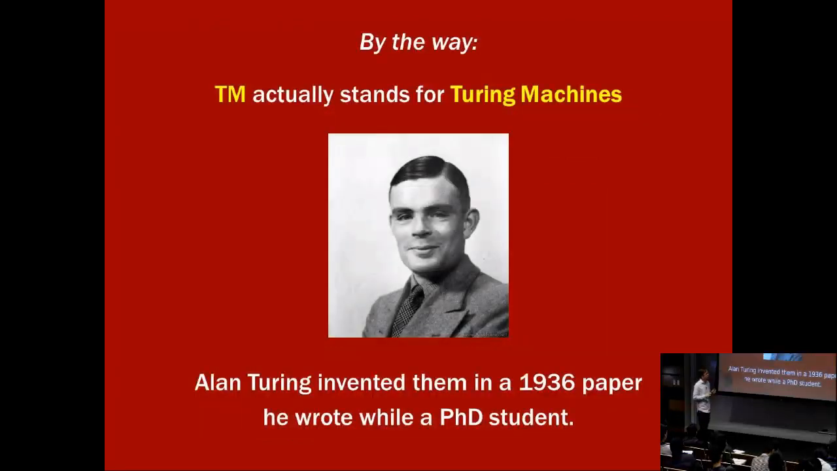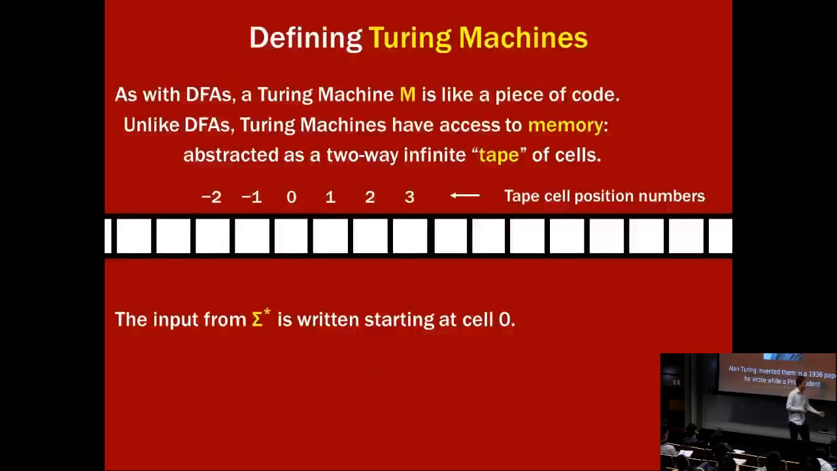Okay, so actually this TM really stands for Turing machines. It was a model of computation invented by Alan Turing in 1936 when he was a graduate student. He didn't call them Turing machines, he called them A machines, but it was a really heralded definition. People got very excited about it, and so now we call them Turing machines or TMs.